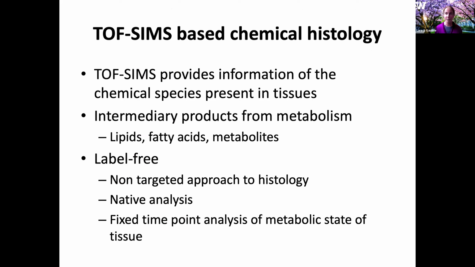One advantage is this is completely label free. So when people do normal histology, you have to do some sort of a stain, and you have to pick what you're going to target. Are you going to target a DAPI stain for the nucleus? Are you going to use an H&E stain and get the collagen? And you don't have to do any kind of prep like that for TOF-SIMS analysis.